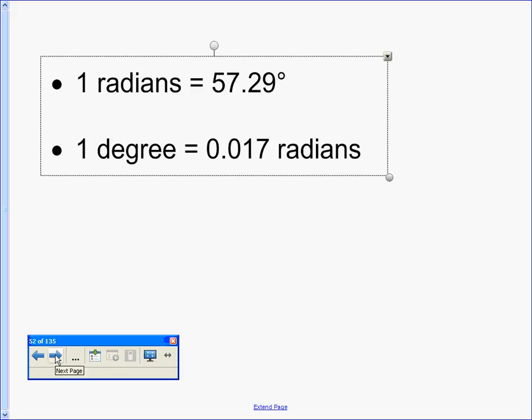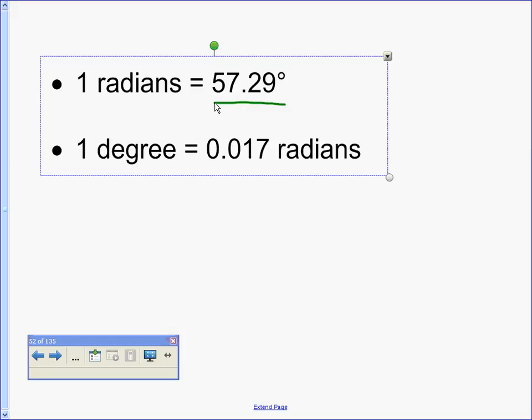Now, when we're talking about radians and degrees, we need to understand the relationship between them. 1 radian is approximately 57.29 degrees, and we're talking about the measures of the angles, and it's easier to think about that in degrees since that's what you're used to probably. But let's talk about where that 57.29 comes from.